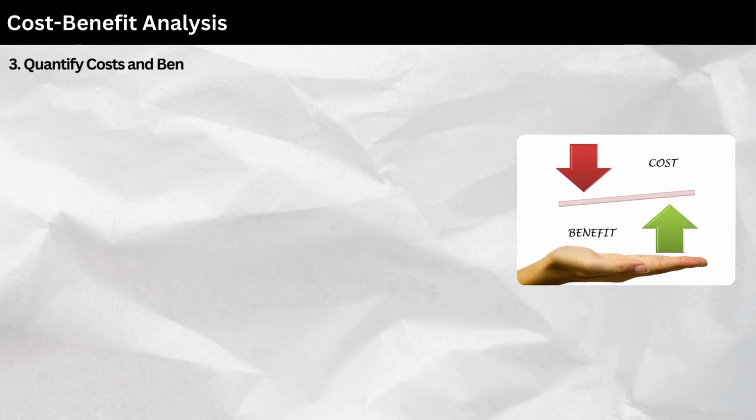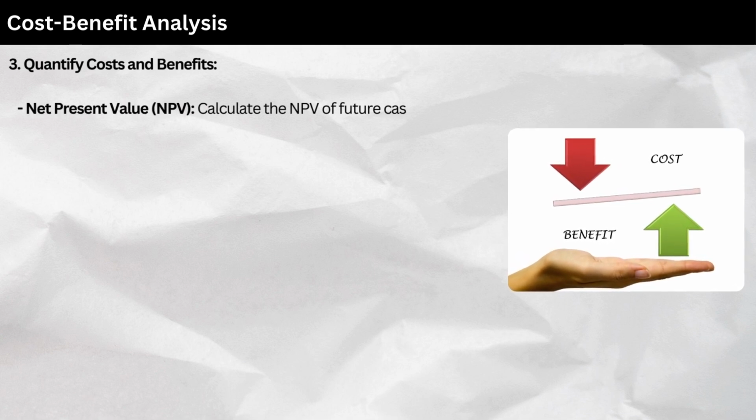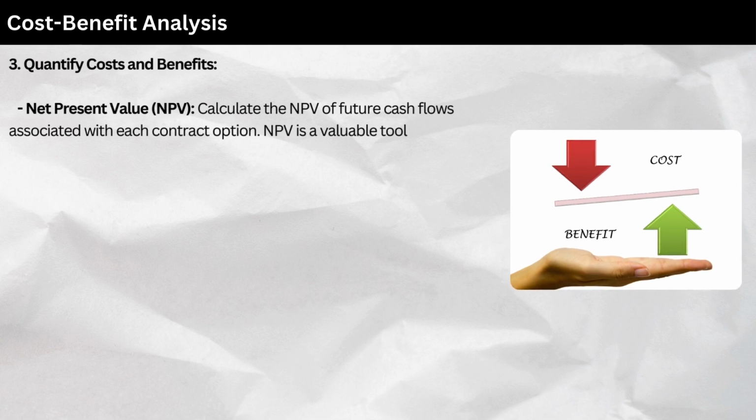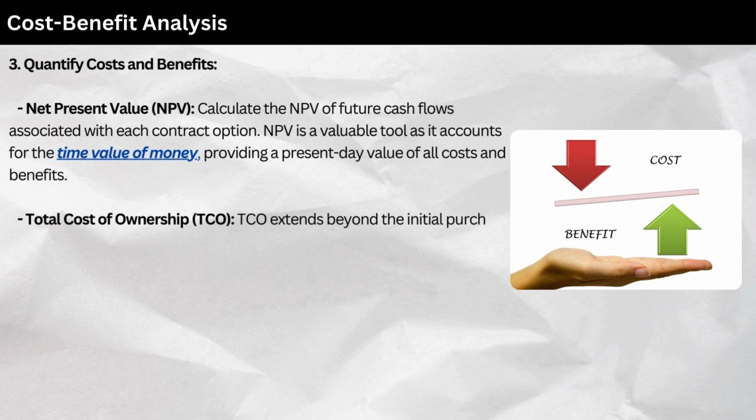3. Quantify costs and benefits. Net present value, NPV: calculate the NPV of future cash flows associated with each contract option. NPV is a valuable tool as it accounts for the time value of money, providing a present-day value of all costs and benefits. Total cost of ownership, TCO.